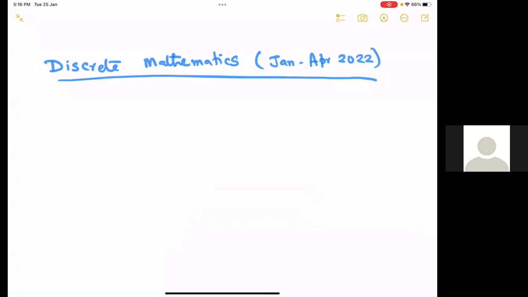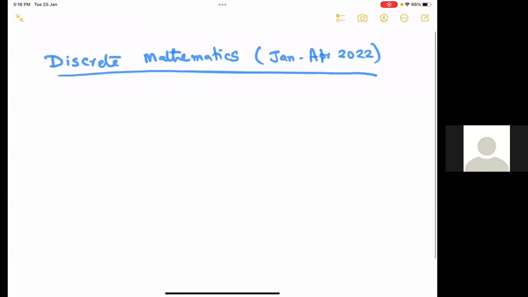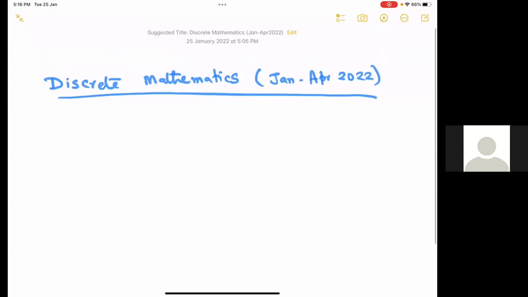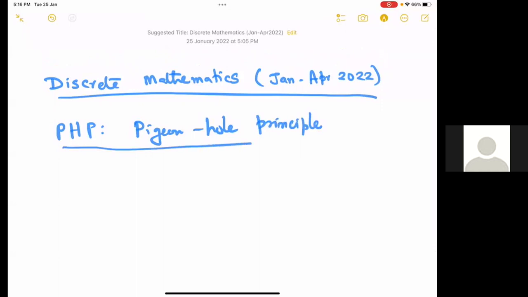Okay, so let me straight away write. All these things will be formally covered also later. So let me write this PHP. So this is the pigeonhole principle. I'm sure all of you have heard it and at least know it in some way or other from your 10 plus 2. So this is a statement.